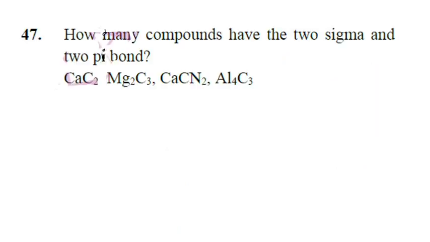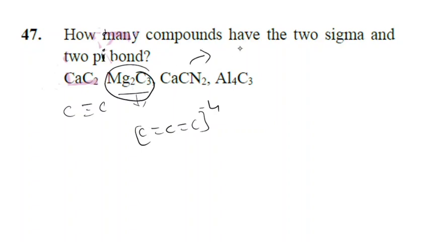How many compounds have 2 sigma and 2 pi bonds? If we consider calcium carbide, there is a triple bond in the carbide ion, C triple bond C, 2 minus. And if we consider Mg2C3, there are 2 double bonds, that means 2 sigma bonds and 2 pi bonds in this Mg2C3.